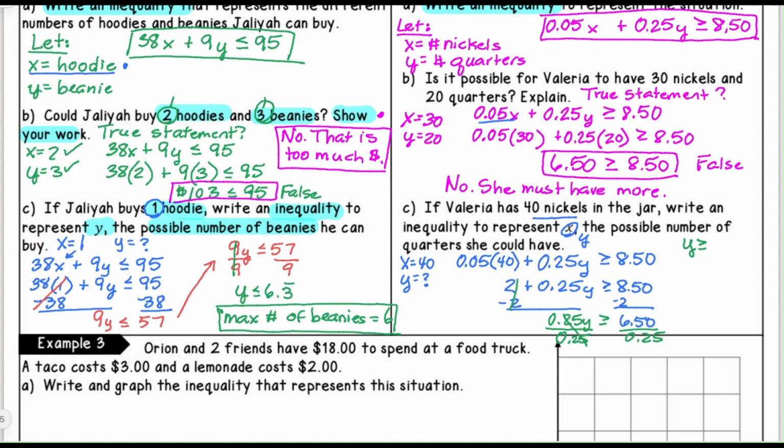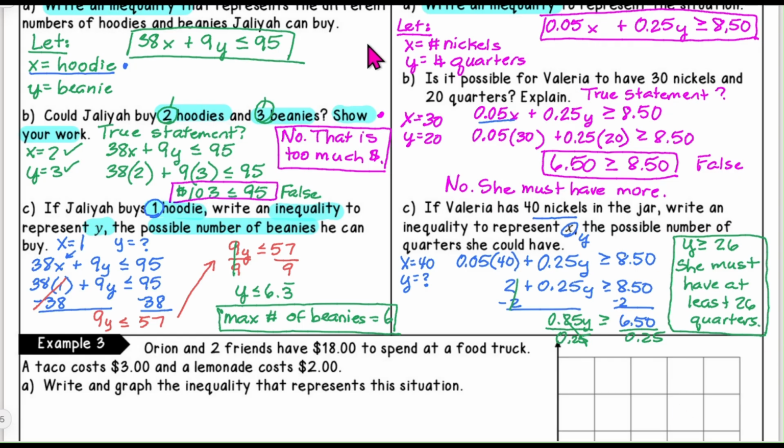Okay, so what this inequality means is that she must have at least 26 quarters. So that's what that inequality means. That's what we just calculated.